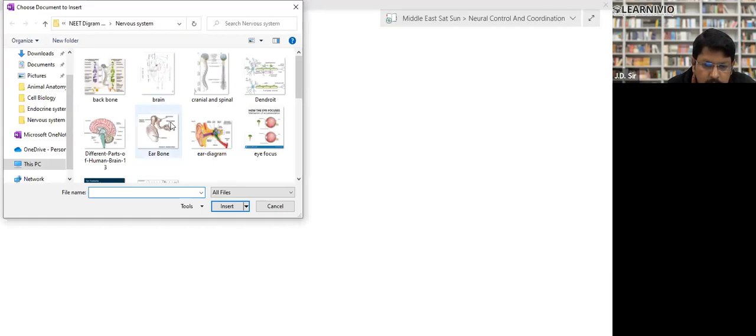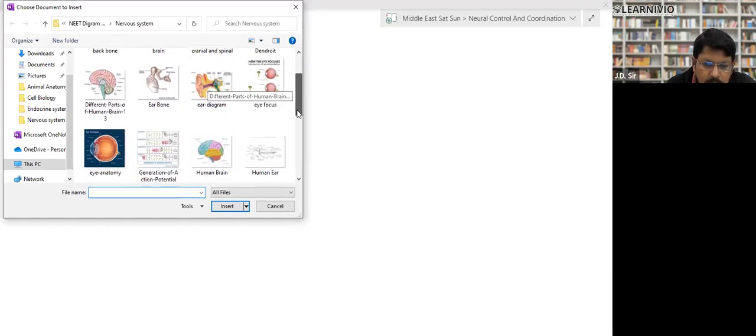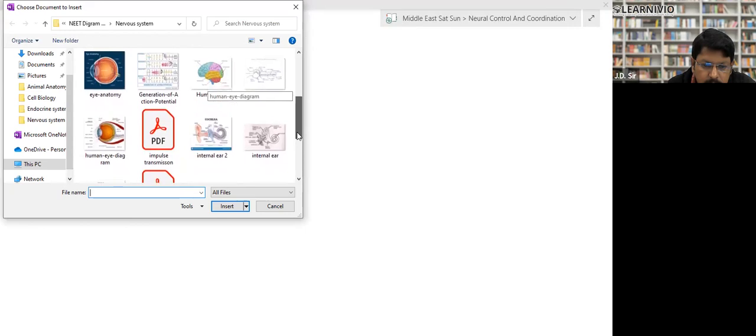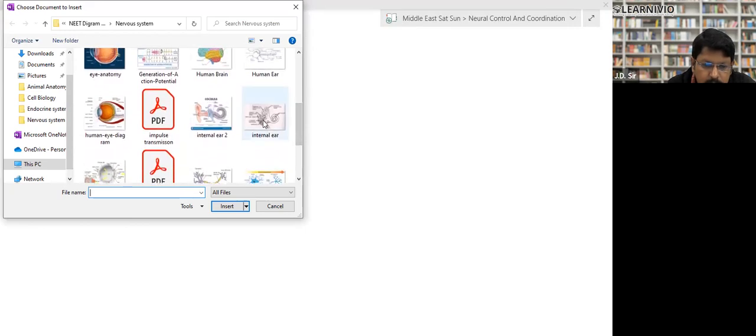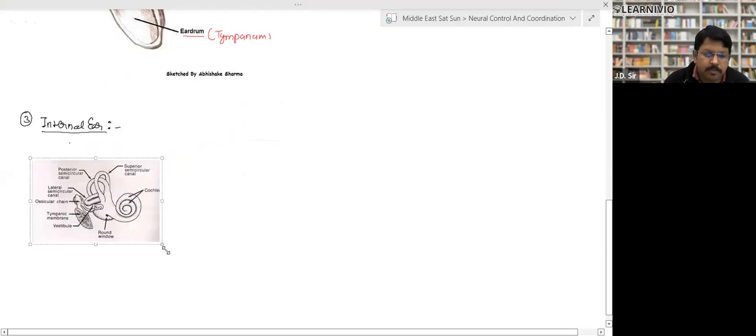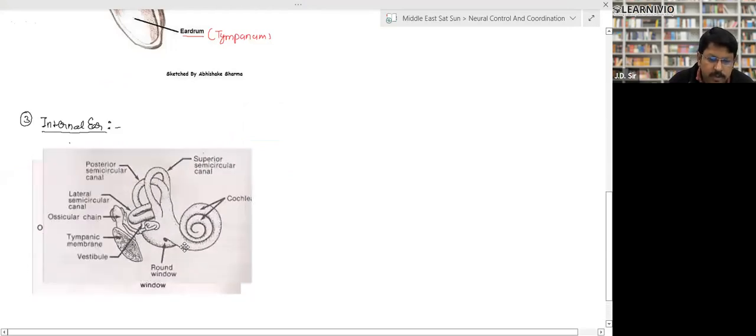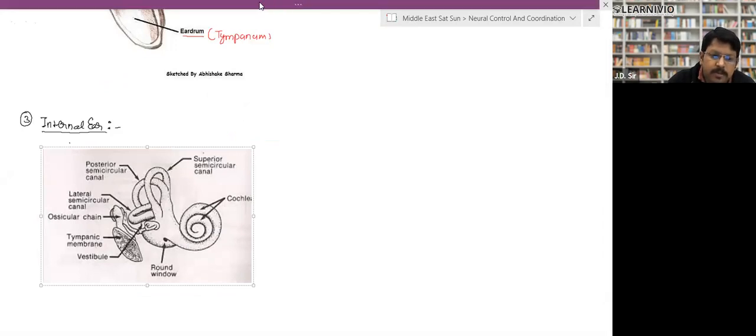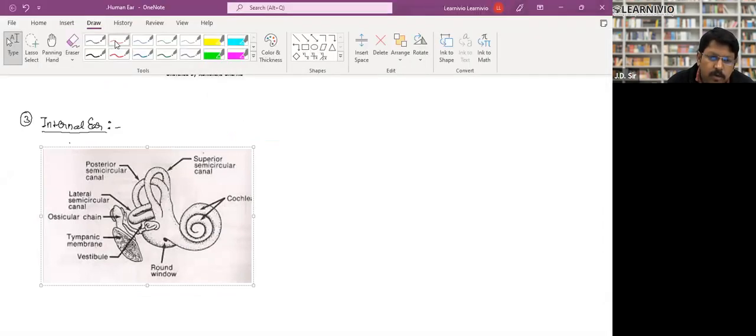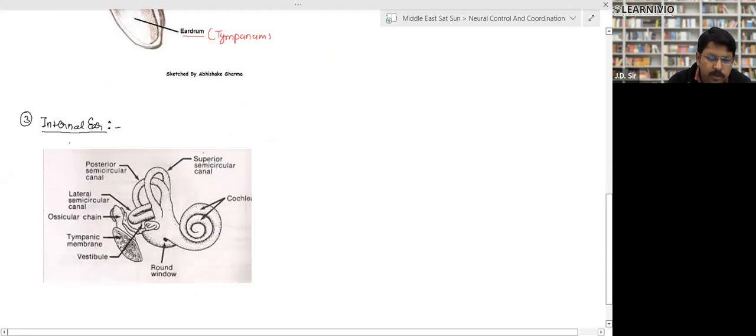Internal ear. Internal ear is made up of this kind of structure. Like this is the structure. This structure keeps on floating on a lymph-like fluid, right?